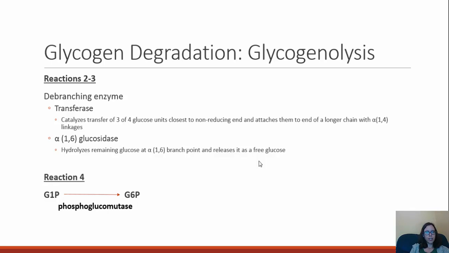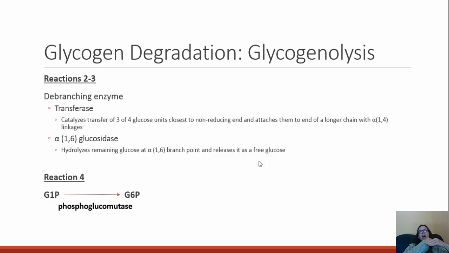Now, when we reach a branch point, we utilize a debranching enzyme. And there's two parts to the debranching enzyme. So the debranching enzyme has a transferase. The transferase is an enzyme that catalyzes the transfer of 3 or 4 glucose units closest to the non-reducing end of the glycogen and attaches them to the end of a longer chain with 1,4 linkages, okay?